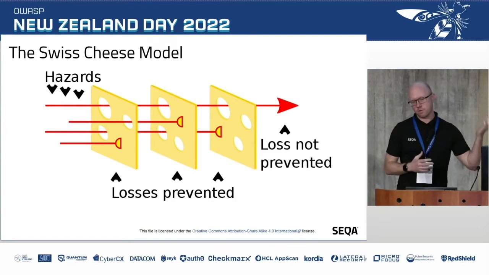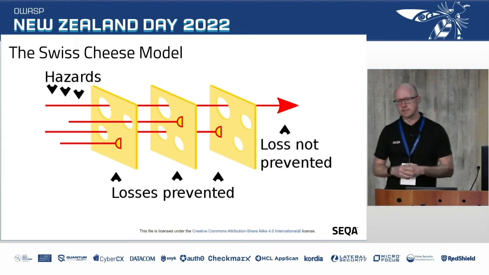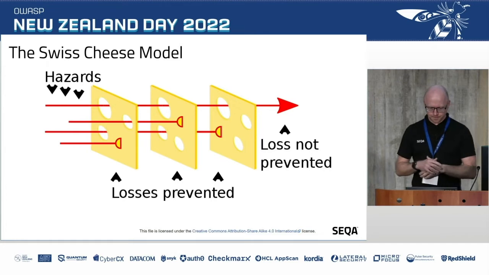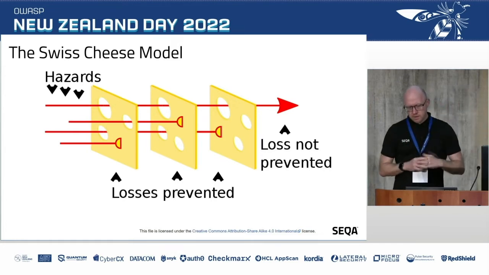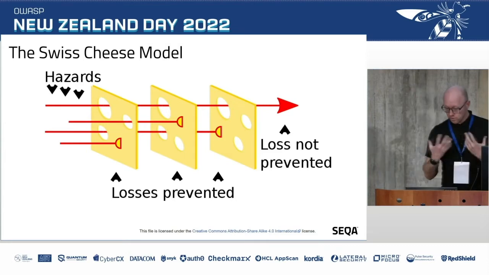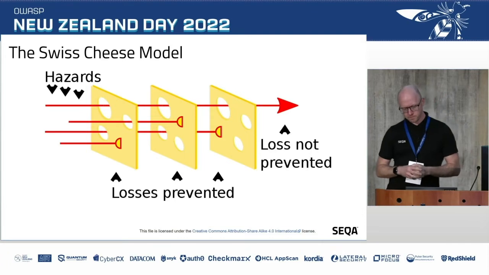If an error occurs and gets through one slice of cheese, the hope is that the next slice of cheese will catch that and the losses will be prevented. However, sometimes those holes can align and the error passes through the system and causes losses, or in the case of the healthcare system, harm to the patient.